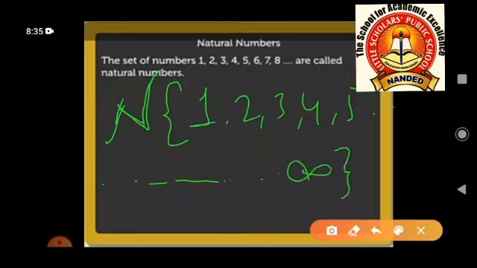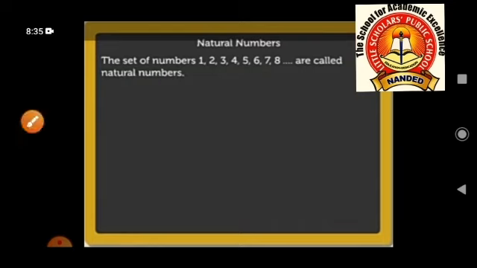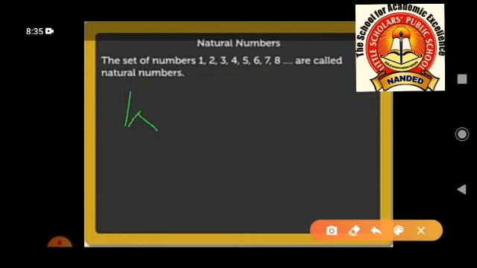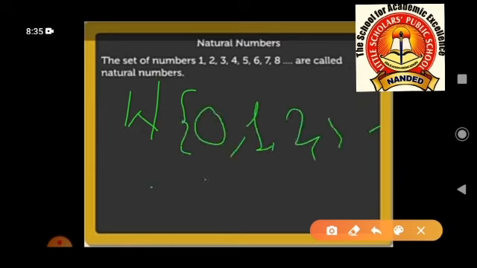The numbers which start from 1 are called natural numbers. The whole number set is denoted as W and it starts from 0, 1, 2, 3, 4, 5, 6 and so on. The numbers which start from 0 are called whole numbers. That set is called the whole number set.